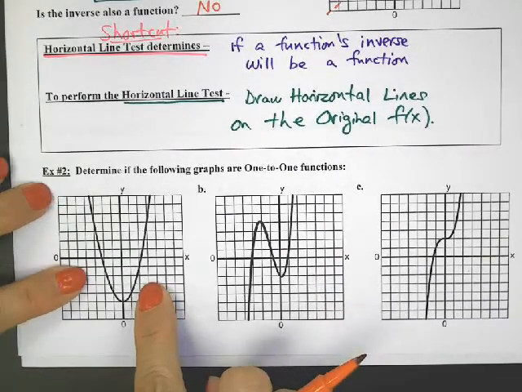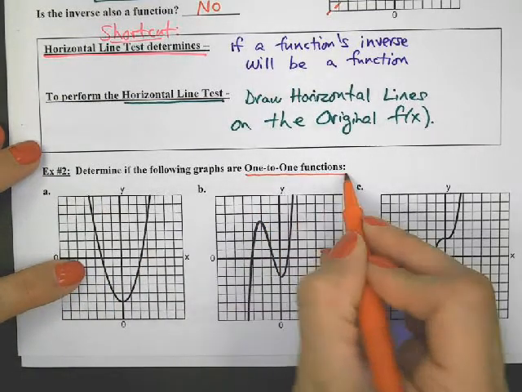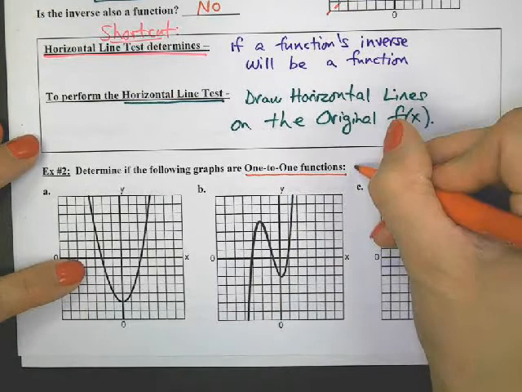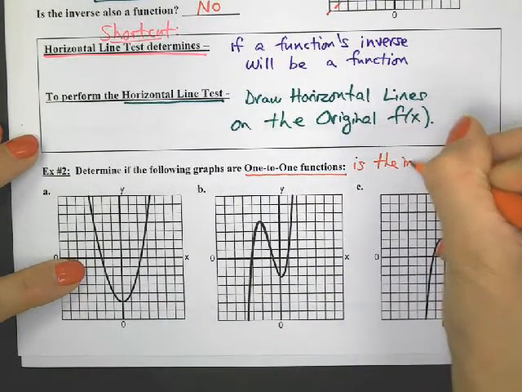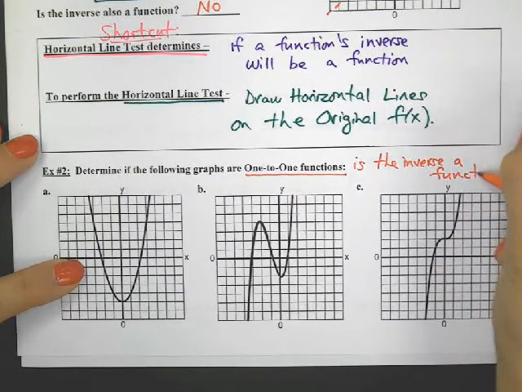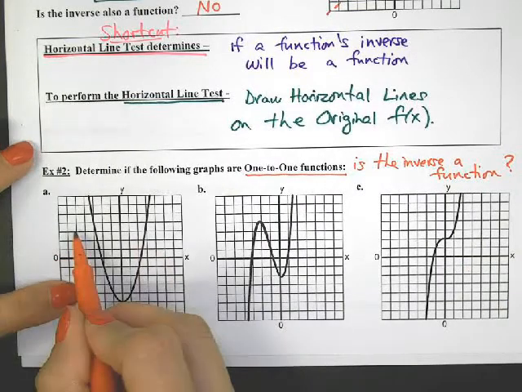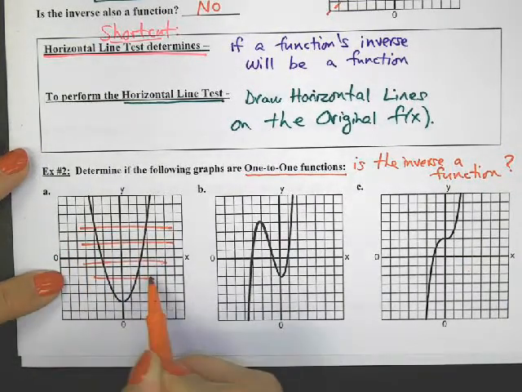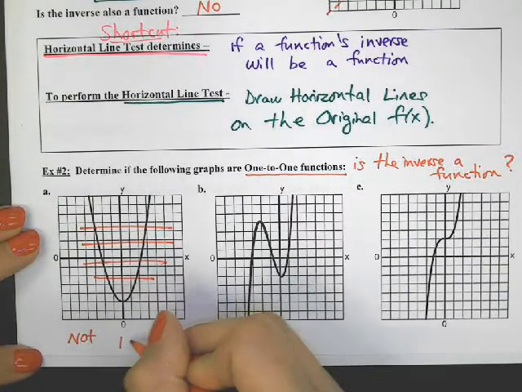Okay, this is a function, right? Determine if this graph is 1:1. So what that means is, is the inverse a function? Without even seeing the inverse, let's predict. So you do horizontal lines on him, and he is not 1:1.